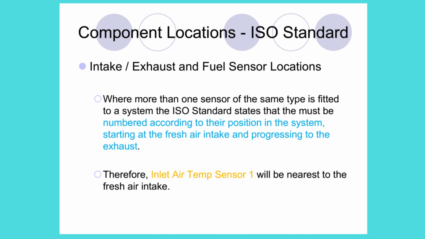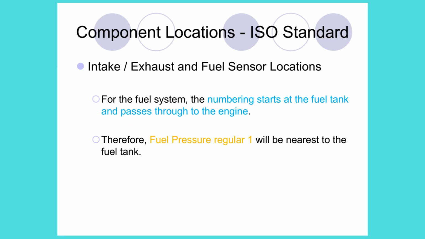Intake, exhaust and fuel sensor locations. Where more than one sensor of the same type is fitted in the system, the ISO standard states that they must be numbered according to their position in the system, starting at the fresh air intake and progressing to the exhaust. Therefore, inlet air temperature sensor 1 will be closest to the fresh air intake. For the fuel system, the numbering starts at the fuel tank and passes through to the engine. Therefore, fuel pressure regulator 1 will be nearest to the fuel tank.